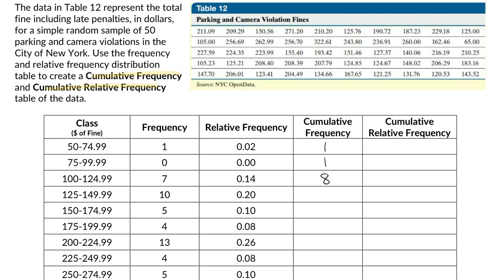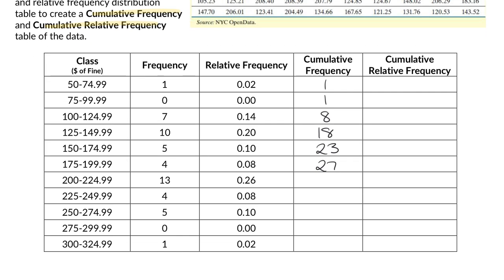So how many frequencies are in this class? 1. I add this class. I still get 1. I add this one. What do I get? 8. I add this, so the next one would be 18. We get it. So 18 responses are this class or less. 23 responses are that class or less. We add up all the way down.